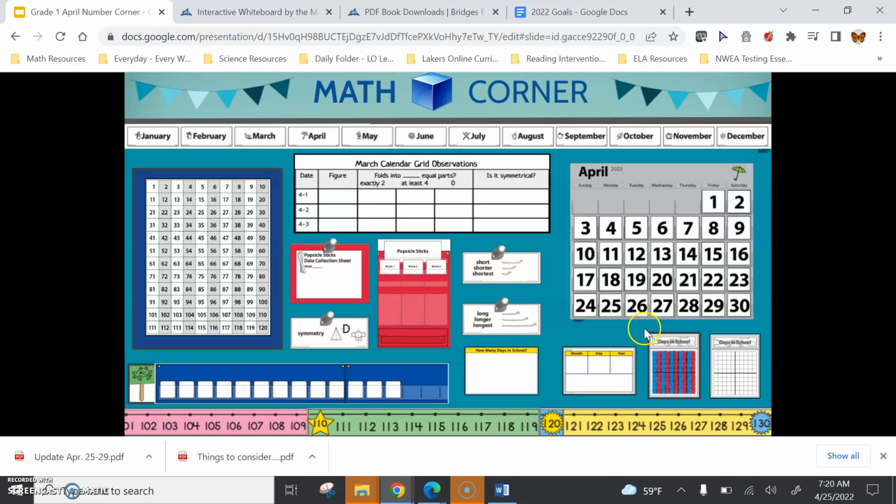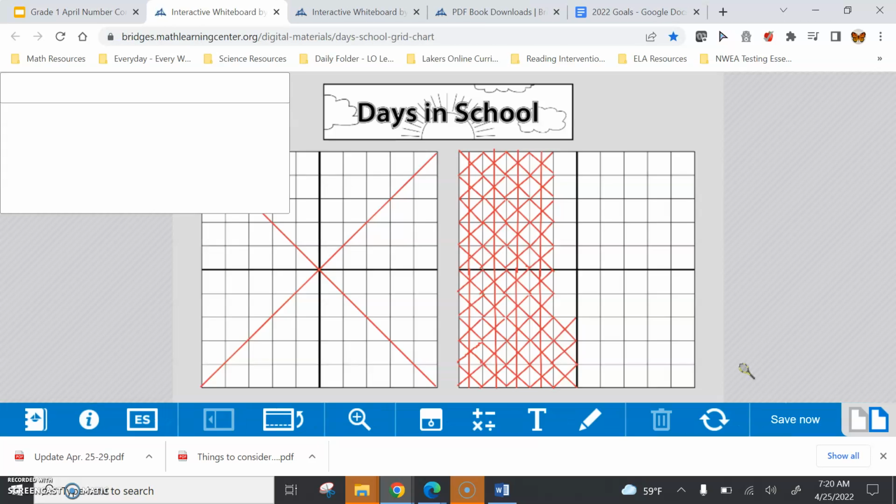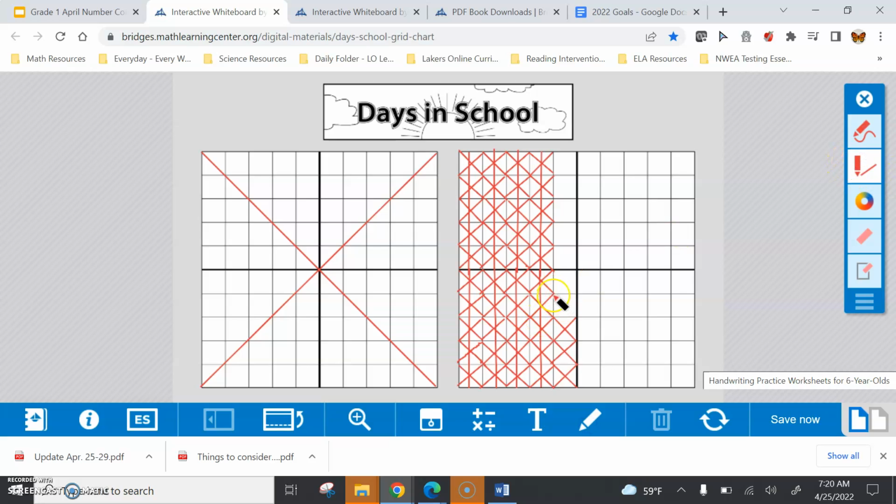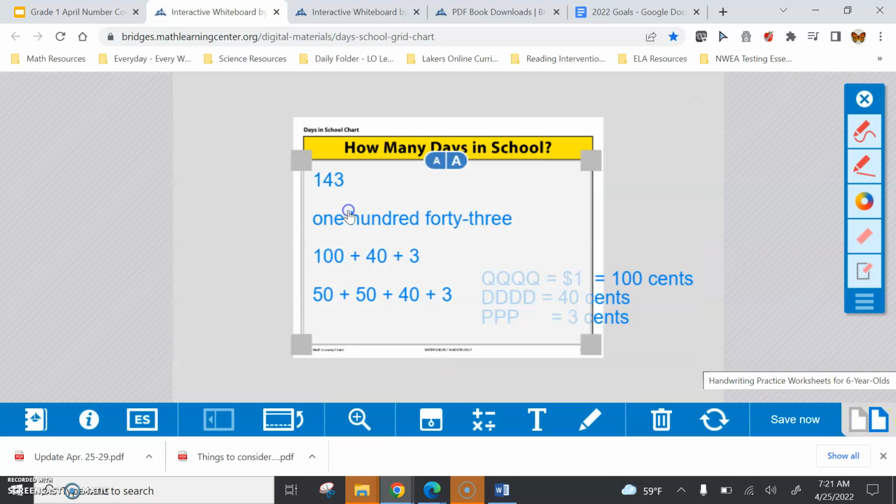As we continue to talk more, we are now going to go into our days in school. So let's see how many days we have been in school now. 144 days. Incredible. We'll change our information here.